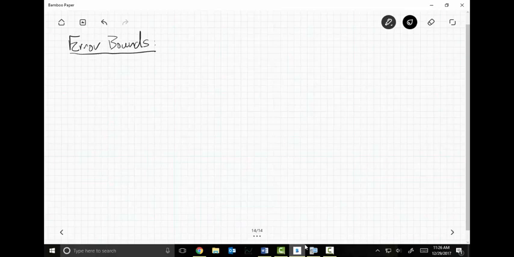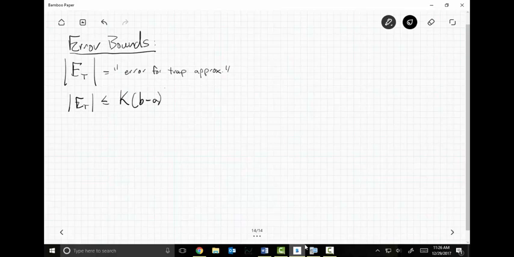So if I'm going to do the error bound for the trapezoid, now this absolute value of E sub t, don't let it scare you. It's a name. All that this means is error for trap approximation. That's all it is. So there's a formula for the error for the trapezoidal. We know that this is always going to be less than or equal to, in other words, if we do the trapezoidal approximation, the error for it is always going to be less than or equal to this equation. Now, I'm going to explain this K in a sec. Don't be afraid. This is K times (b minus a) cubed over 12n squared.